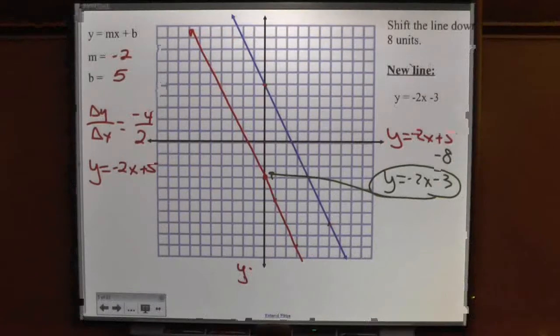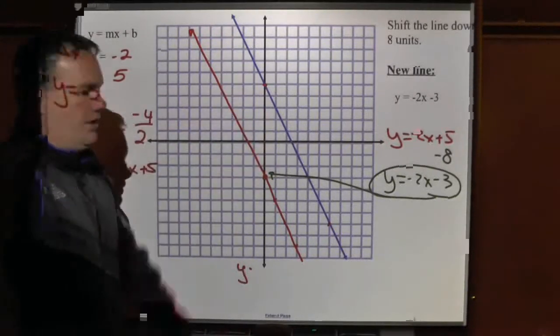All right. So again, shifting or translating the line does not affect the steepness of the line, it affects where it is on the graph. And that is determined by your y-intercept.